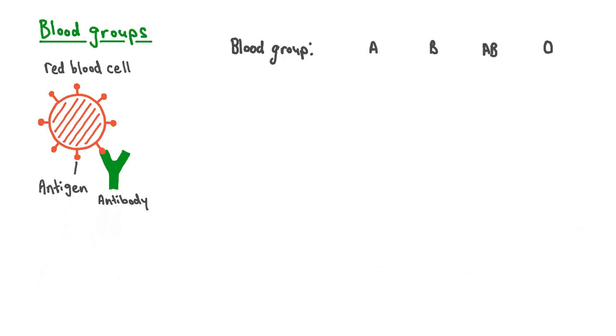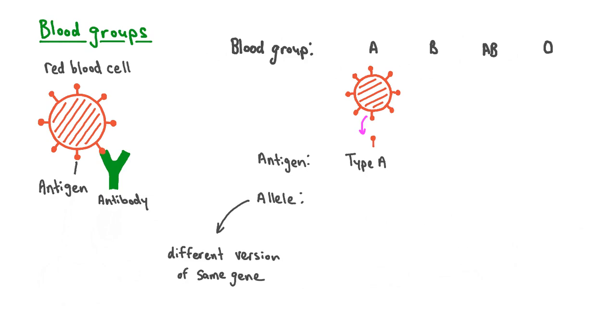There are 4 different blood groups in humans: A, B, AB, and O. They're named this way because of the antigen they have on the surface of the red blood cell. Blood group A has the type A antigen on its surface. Each antigen is coded by different alleles or versions of the same gene. For the type A antigen, it's encoded by the IA allele. So for someone with blood group A, they have 2 copies of the IA allele that make the type A antigen. There's another possibility here also, that they have the IA allele and the IO allele, but we'll discuss that in a moment.